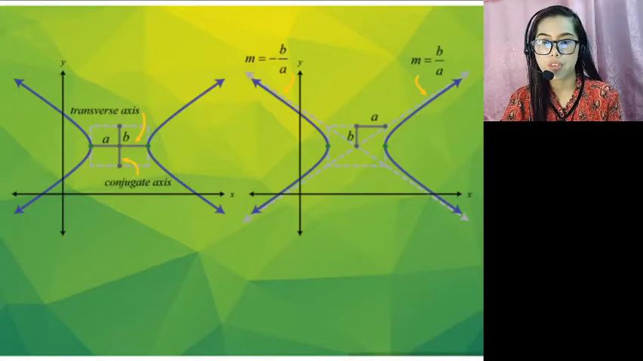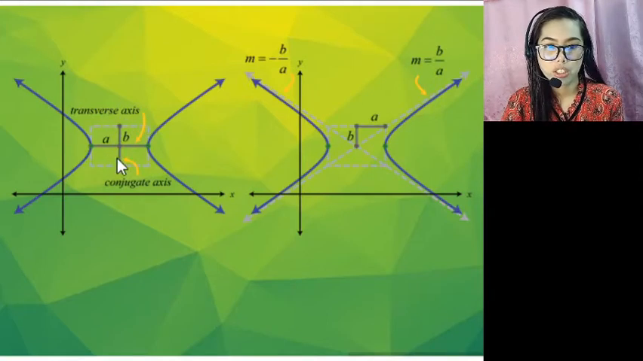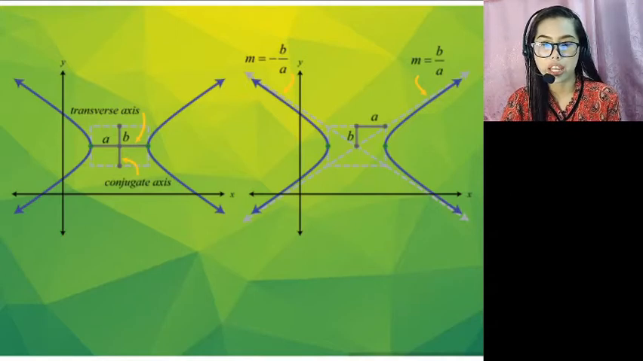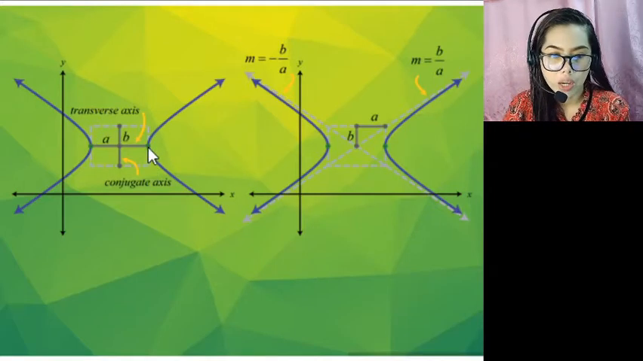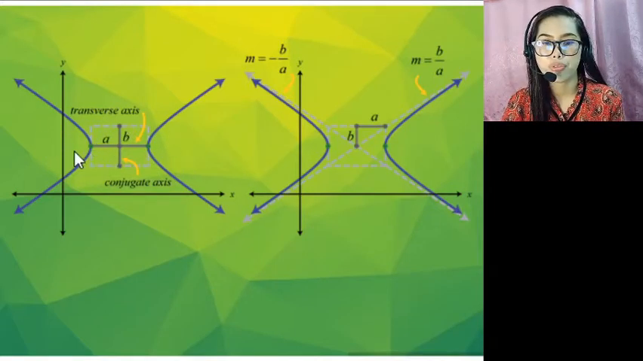Given any hyperbola, the transverse axis is the line segment formed by its vertices. The conjugate axis is the line segment through the center perpendicular to the transverse axis, as shown in the figure. The rectangle defined by the transverse and conjugate axes is called the fundamental rectangle. Here, you have noticed, we have a gray rectangle.